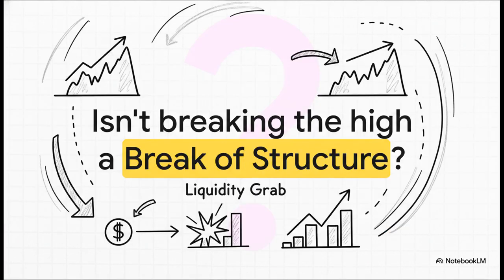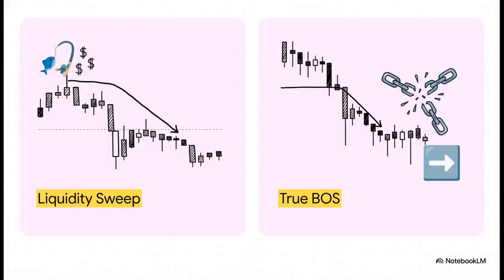Okay, hold on. I know what you're probably thinking right now. You're saying, wait a second, didn't you just tell me that breaking a high means the trend is changing? And that is an excellent question. Honestly, the answer to this is the absolute key to making this whole model work. And it all comes down to context and intent. A true break of structure, like on the right, is a confident move that actually signals a potential trend change.